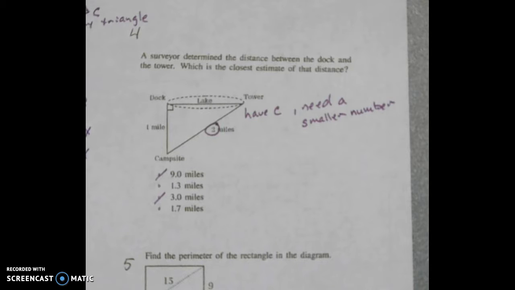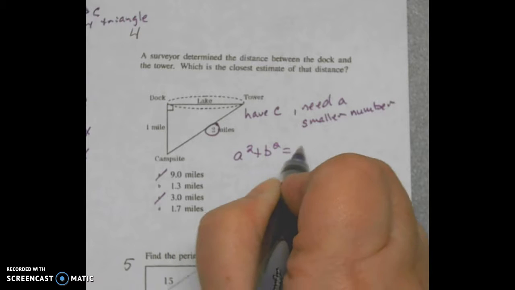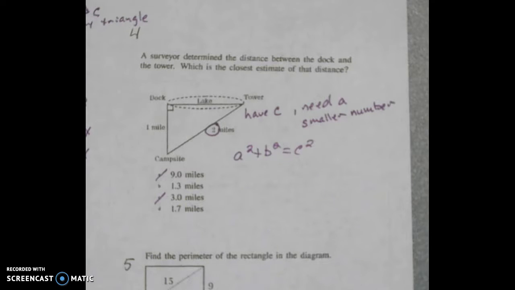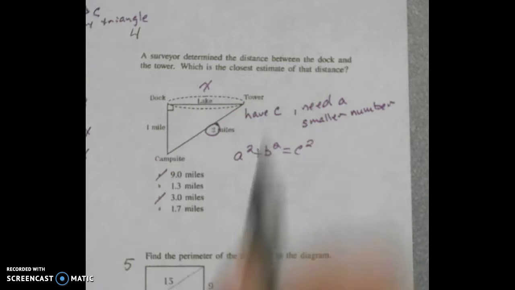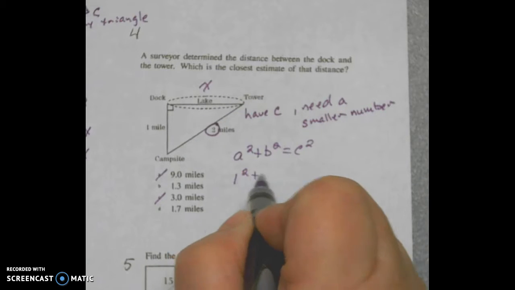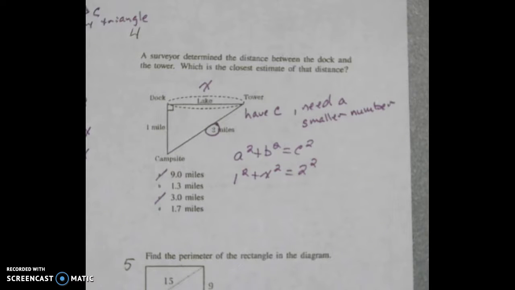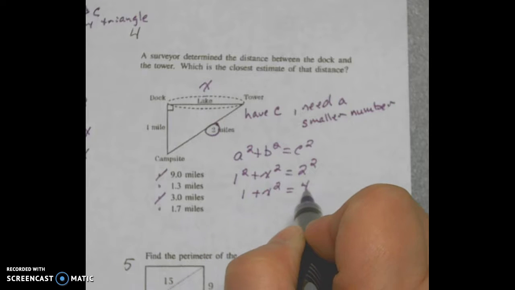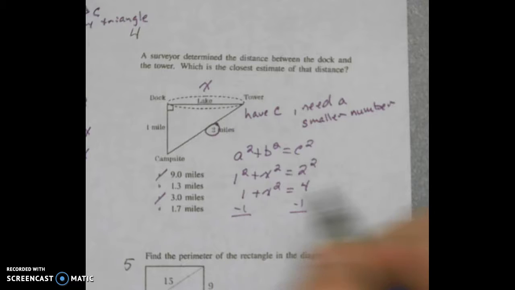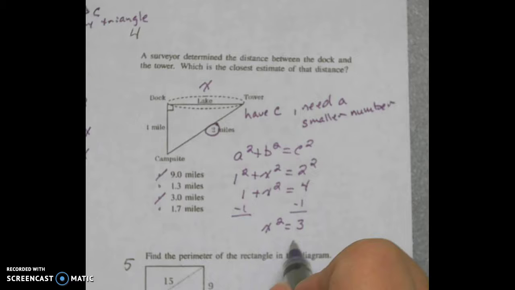I look at my Pythagorean theorem, and I've got my a squared plus my b squared equals my c squared, and notice that I do have c. So if I substitute in what I have, I'm looking for this value of x. I have 1 squared plus x squared equals 2 squared. 1 squared is just 1 plus x squared. 2 squared is just 4. I subtract the 1 from each side of my equation. I get x squared is 4 minus 1, which is 3. And to find my x, I take the square root of 3.